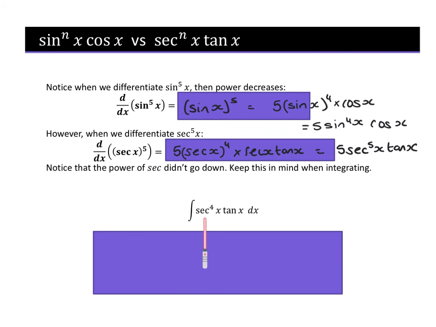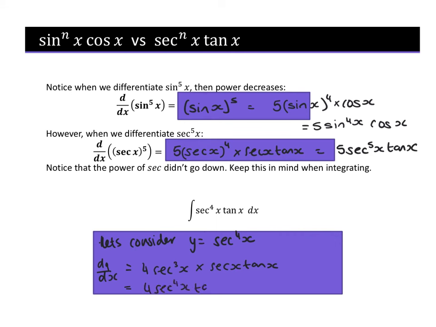So here when we have sec to the power of 4x tan x, let's consider then that y equals sec to the power of 4x. That's what we're going to consider because the power doesn't change. If we differentiate this, we're going to get 4 sec cubed x multiplied by the differential of sec x, which we know is sec x tan x, which is going to give me 4 sec to the power of 4x tan x.